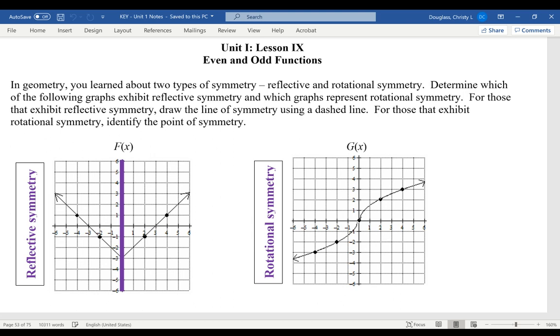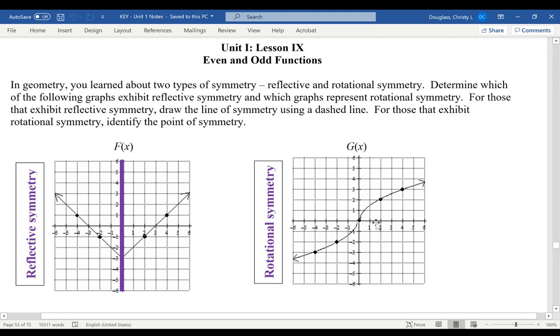In this lesson, we are going to discuss even and odd functions. We previously discussed different types of symmetry, and that actually leads right into this conversation. So we've already reviewed reflective and rotational symmetry, and we're just going to review that again real quickly before we talk about even and odd functions. So remember, reflective symmetry is when you have a line of symmetry that the graph reflects across, such as this first example on the left, f of x.